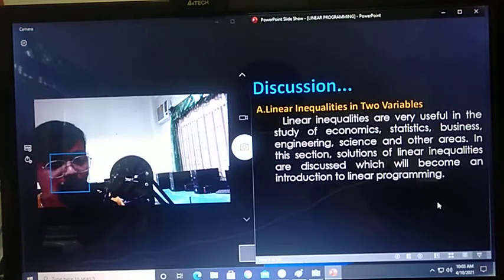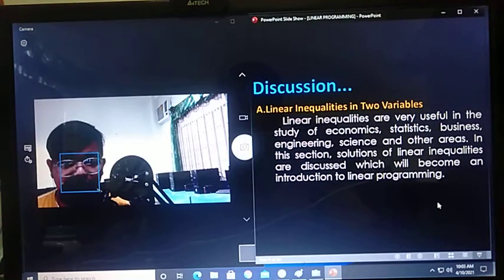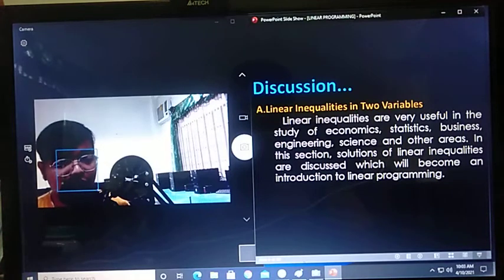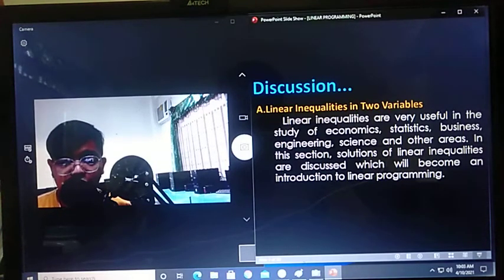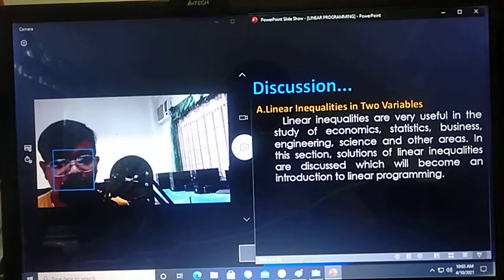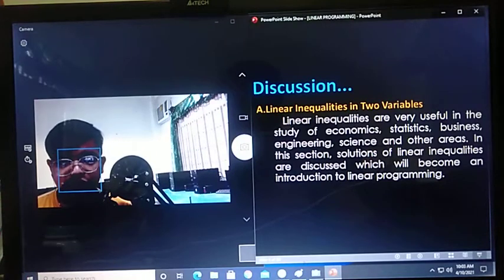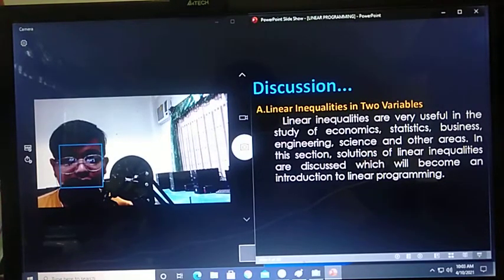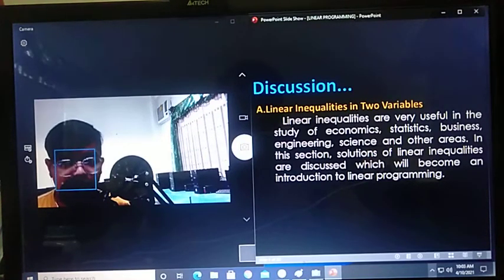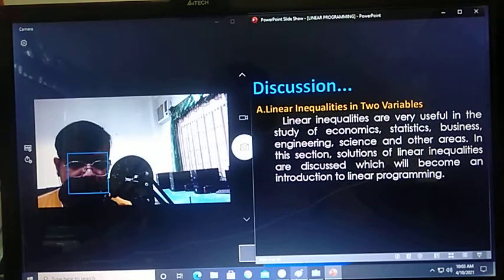So first, before we jump on to the main topic, which is linear programming, let us first study the linear inequalities in two variables, okay? Because this is the introduction to linear programming. Linear inequalities are very useful in the study of economics, statistics, business, engineering, science, and other areas. In this section, solutions of linear inequalities are discussed as an introduction to linear programming.